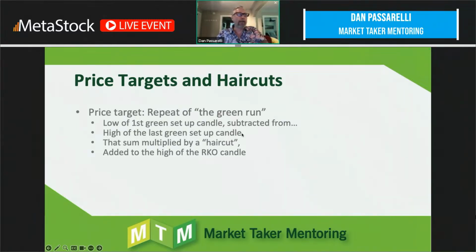But we don't want to be too greedy. I mean, don't get me wrong, I want to make as much as possible. But I also want to have as many profitable trades as possible. So I'm going to get out a little bit early. What I'm going to do is take this sum, this range of the green run, and multiply it times a haircut, which is basically a percent. Maybe it's 80% of the full green run. Maybe it's 90%. Maybe it's just 70%. And that's going to enable me to set my target price a little earlier, to be a little bit more conservative. So then I'm going to add that haircutted sum to the high of the RKO candle, and that is my exit target.